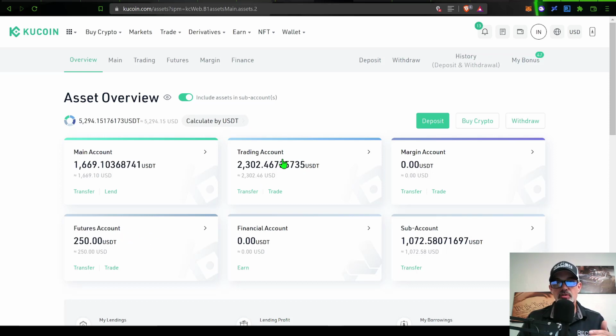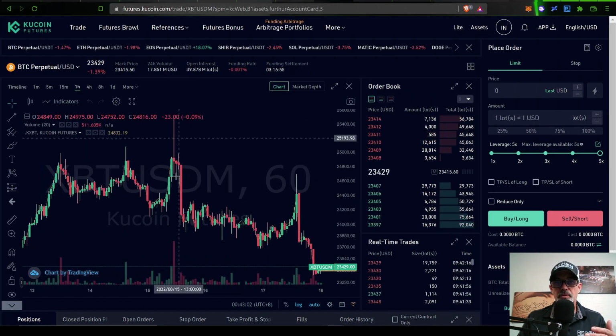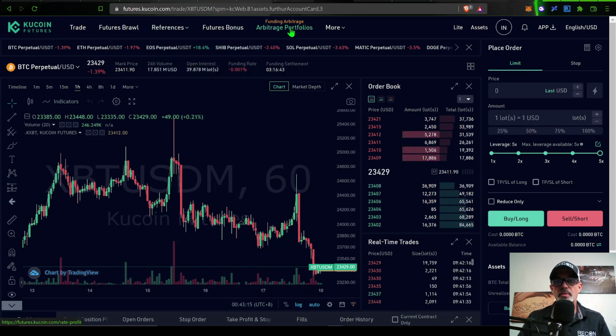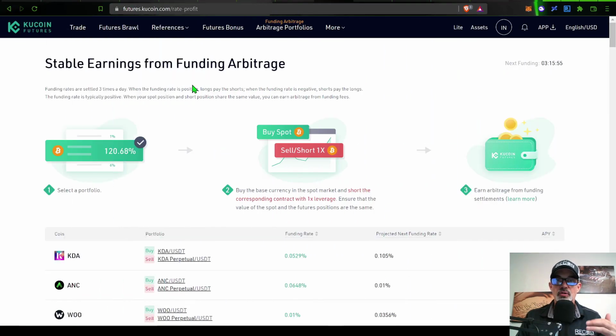Now, in order to continue and set up the arbitrage, you will need to come down here to your futures account and click on trade. And that will pull up the futures dashboard for KuCoin. Now, along the top tabs, you will find arbitrage portfolios if you give that a click. And that will bring you over here to the funding arbitrage page for KuCoin.